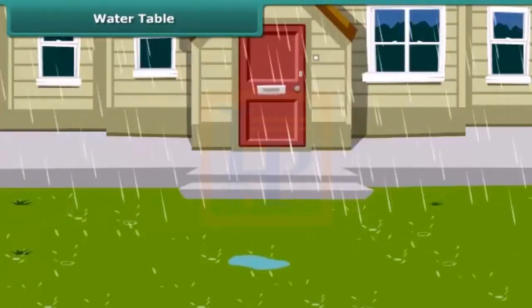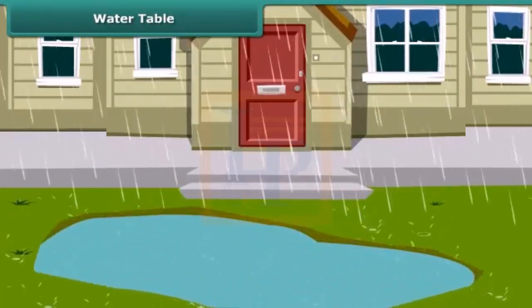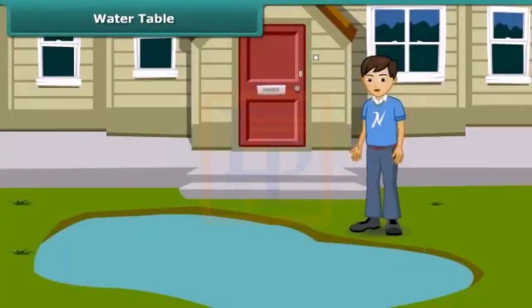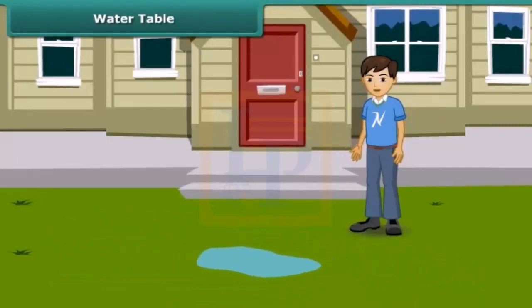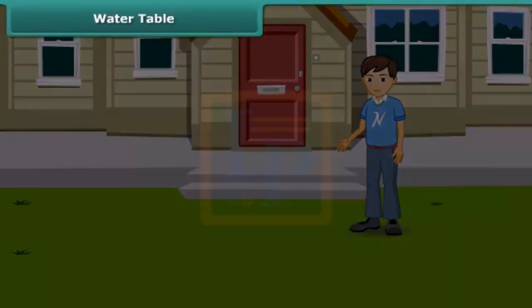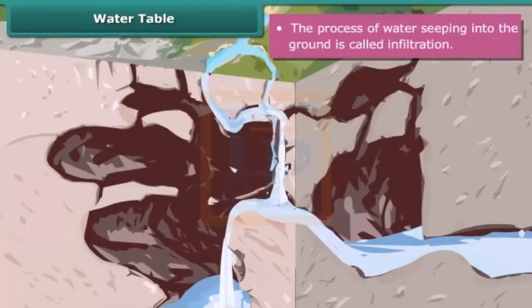You just witnessed heavy showers in your locality. Huge puddles have formed. A few hours later, the puddles are nowhere to be seen. Where has all the water disappeared? It has seeped into the ground. This process of water seeping into the ground is called infiltration. Groundwater gets recharged by this process.